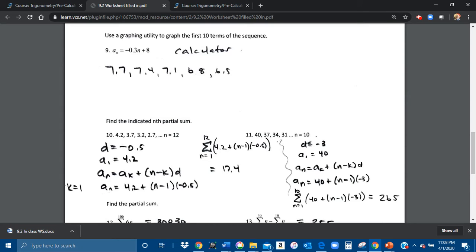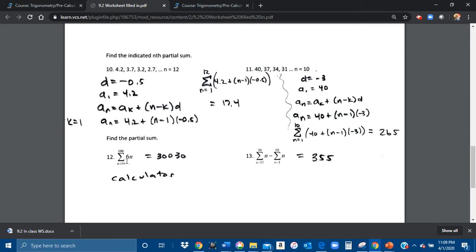For number 11 here, I can see that my difference is negative 3. If my a sub 1 is 40, and let's use k is equal to 1, so a sub k is a sub 1, which is 40, n minus k, which is 1, times my difference, which is negative 3. So I'm going to use my calculator to go from 1 to my upper limit of 10. So n equals 1 to 10. I'm going to sum all this up, and I should come up with 265. So again, practice on your calculator.